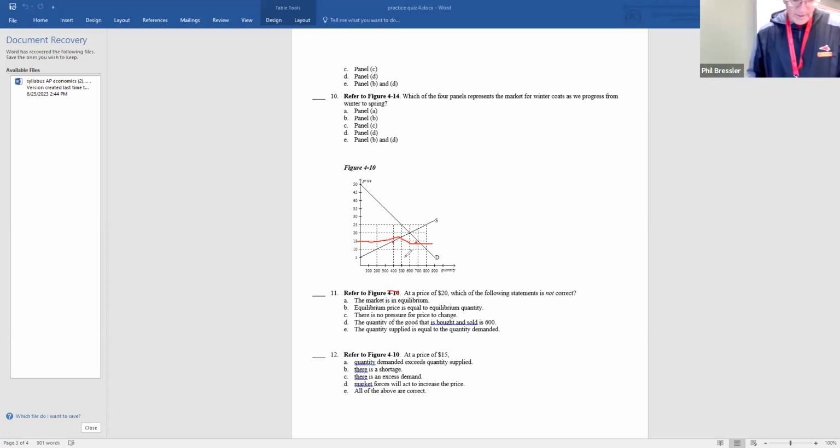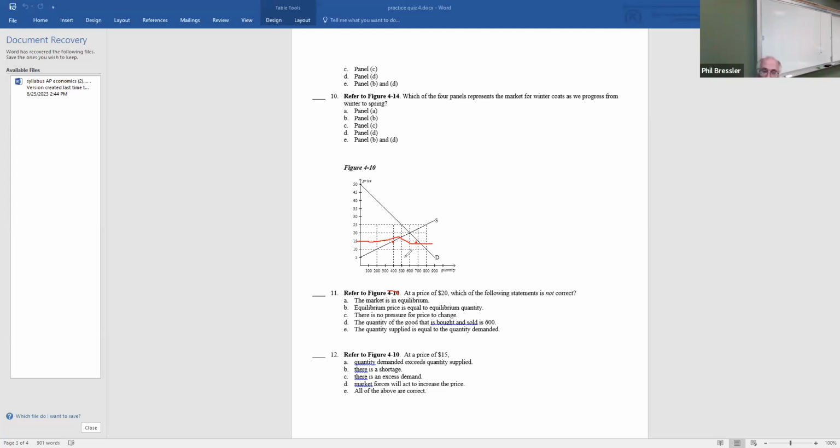Okay, so quantity demanded exceeds quantity supplied. That's true. There is a shortage, right? More people are demanding than are supplying. There's an excess in demand. Yes, there's more demand than supply. Market for, yes, because if you have like 600 people wanting your product and you only have 300 products, you'll raise prices. So E as in Ellen, all of the above are correct.